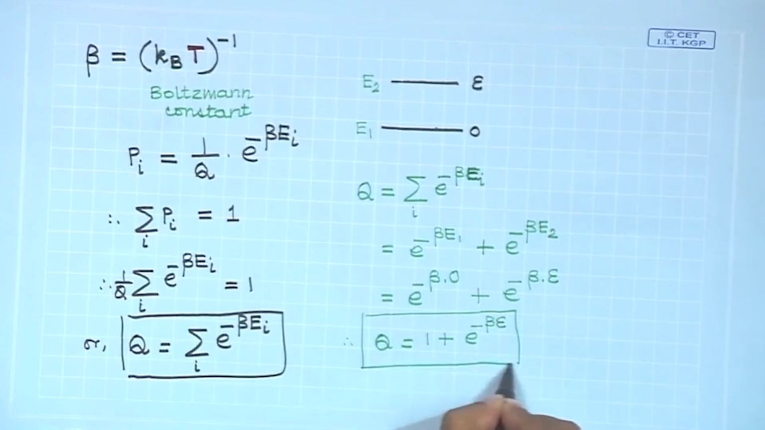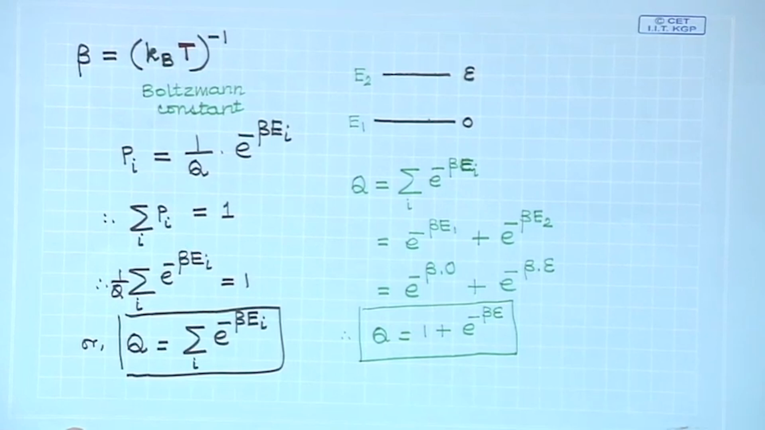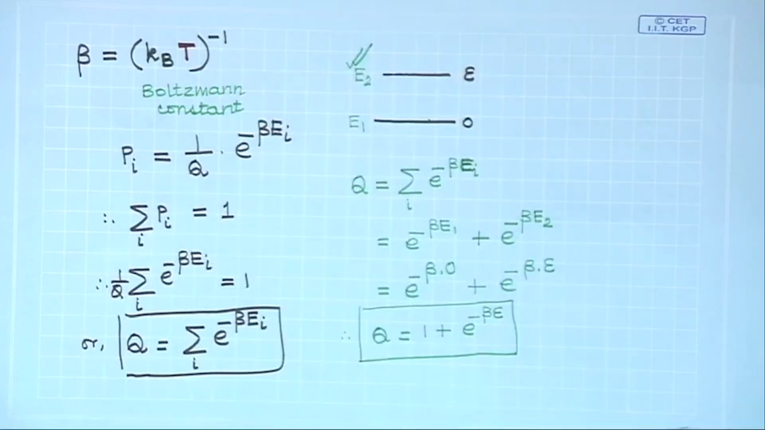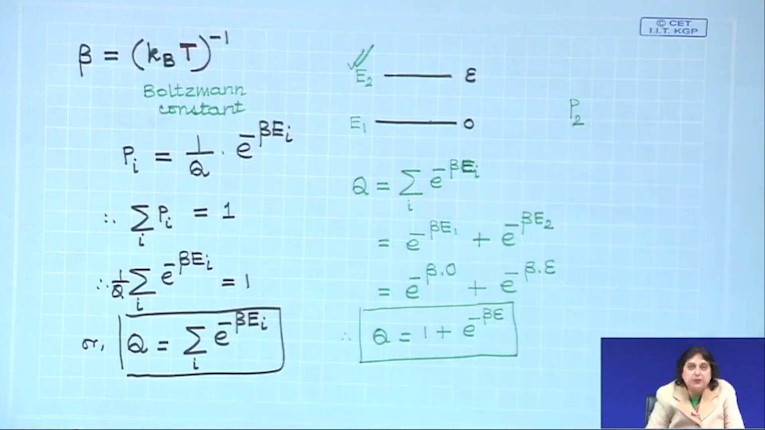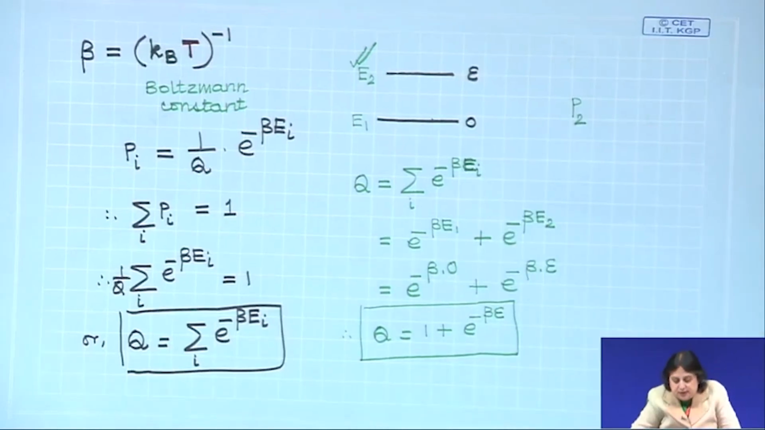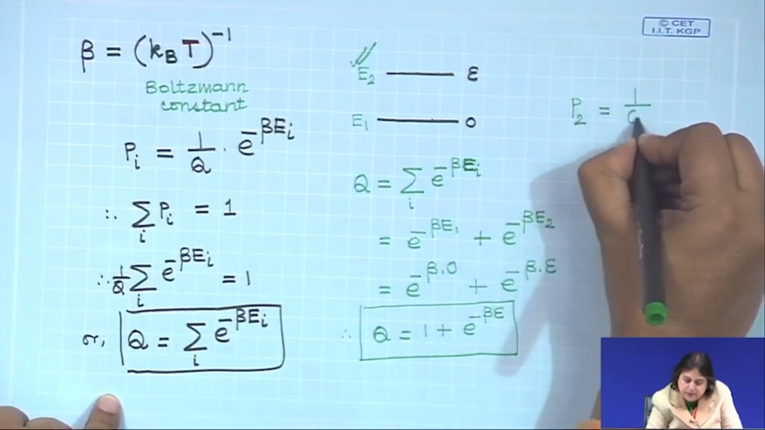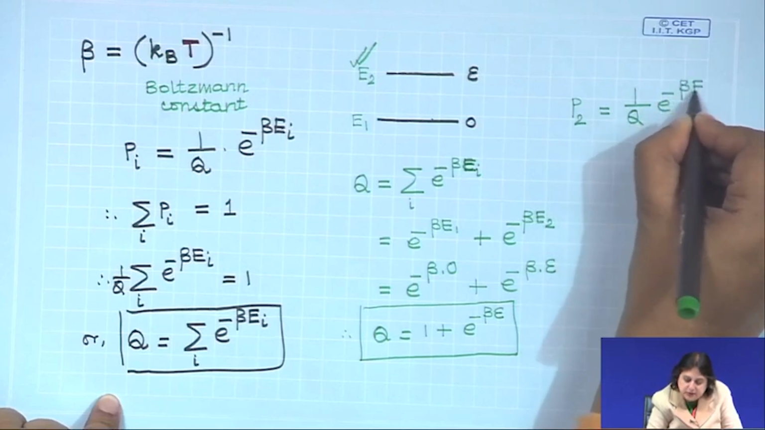So, this is perfectly simple. Then if I ask the question, what is the probability that this system resides in the upper energy state E2 at a given temperature T? The probability that the system occupies the upper energy state characterized by the energy E2 will be given by 1 by Q into e to the power of minus beta into E2, right.